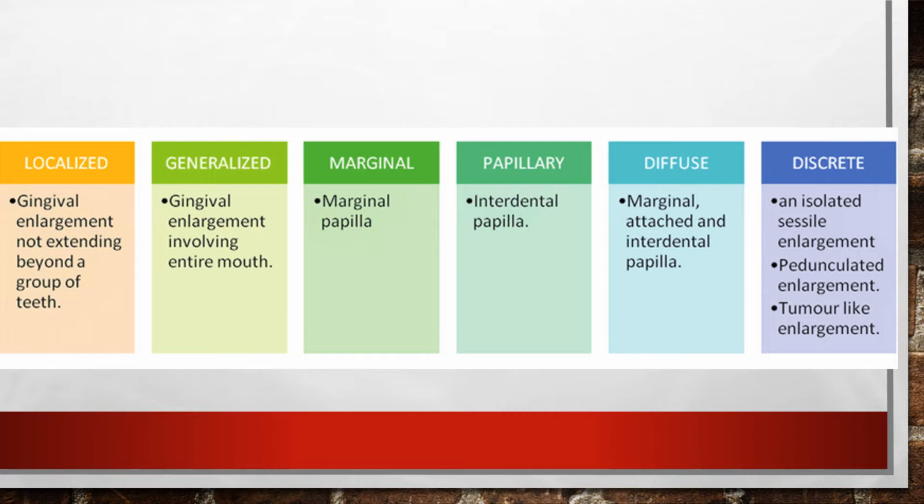And the diffuse, that is involving the marginal and attached gingiva and papilla, which involves all three parts of gingiva. And what is discrete? That is an isolated sessile or pedunculated or tumor-like enlargement. That is discrete enlargement. So this is the classification based on the location and distribution of gingival enlargement.